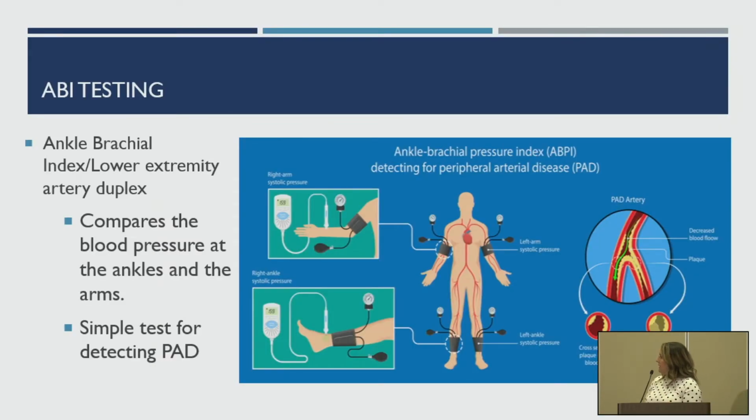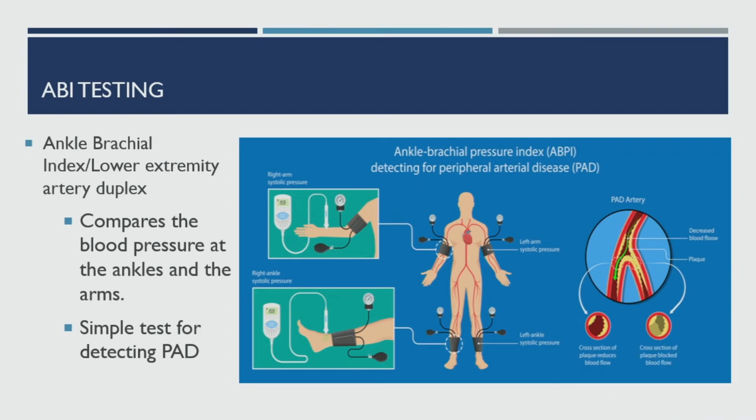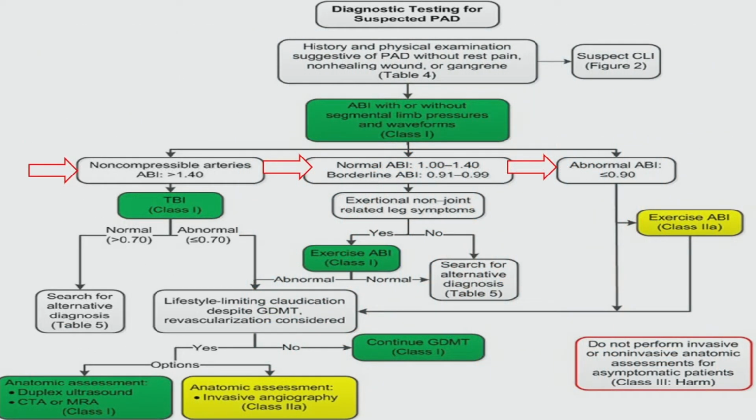So, of course, ABI testing compares the blood pressures at the ankles and the arm, and again, we go a little bit more in depth and duplex the arteries as well. This screen's a little busy, but this is from the ACC and AHA guidelines, and where those red arrows are, I'm not even going to try to do the laser because I'll mess it up, but those are just simple ABI ranges that you can target yourself.